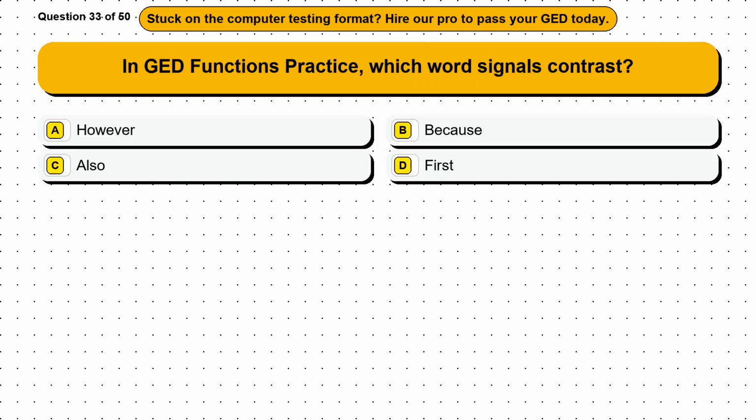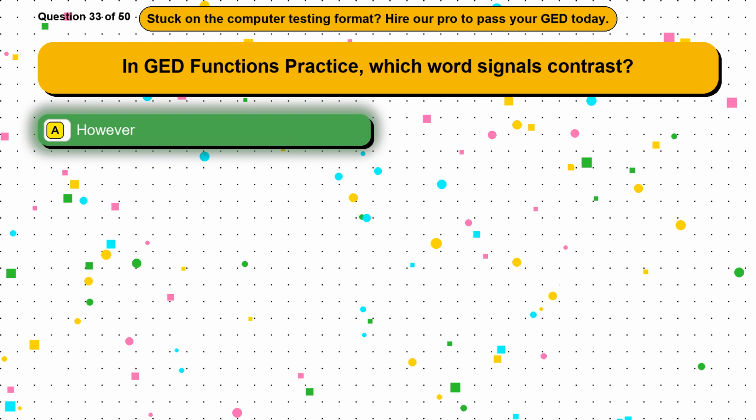Question 33. In GED Functions Practice, which word signals contrast? Option A. However. Option B. Because. Option C. Also. Option D, first. The correct answer is option A.